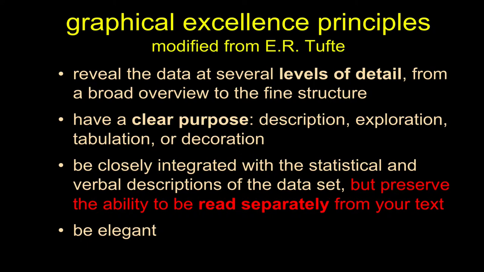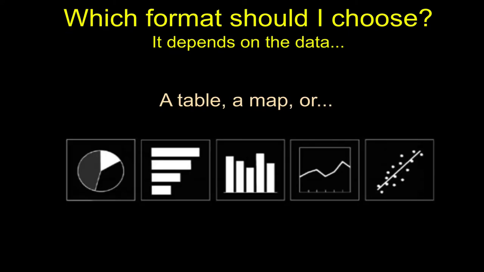There are some exceptions, like maps. You can't put all the map stuff in the text, but the main nut, the main conclusions from the map should be in the text. They should reinforce each other, but they shouldn't be dependent necessarily on one another. And then another thing is that notion of elegance and aesthetics.